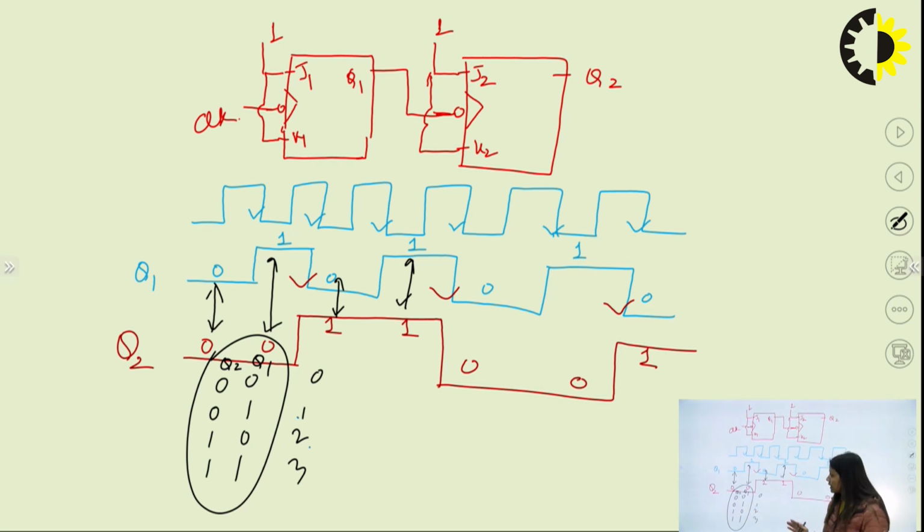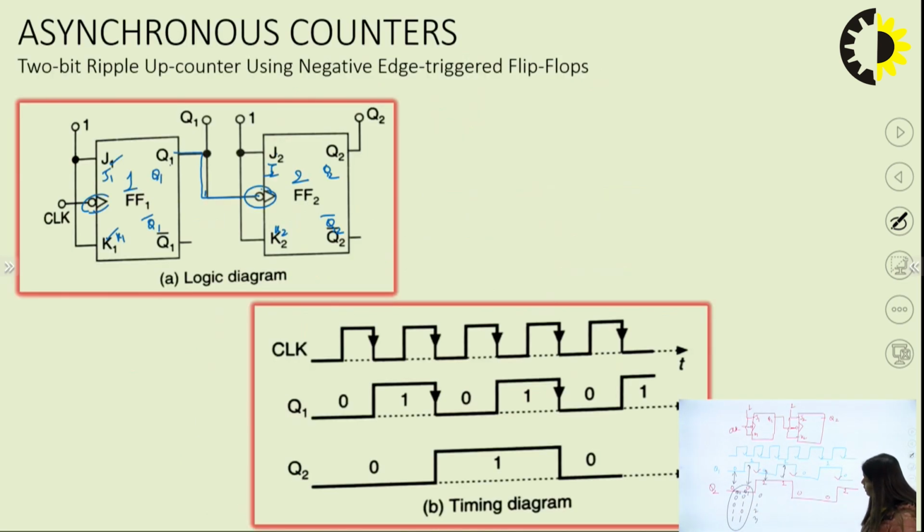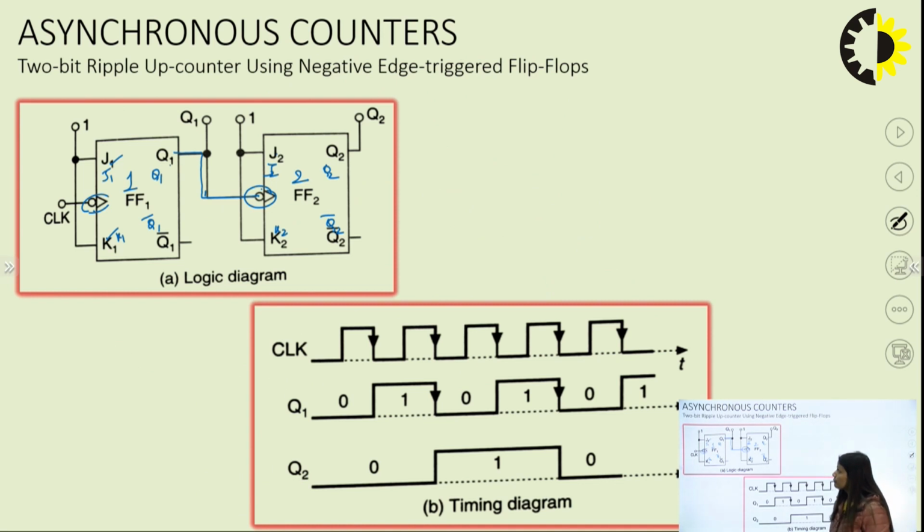One important thing we can have here, the main important point which we need to remember every time: if this is a negative edge triggered flip flop, I am connecting this Q1 to my negative edge triggering.